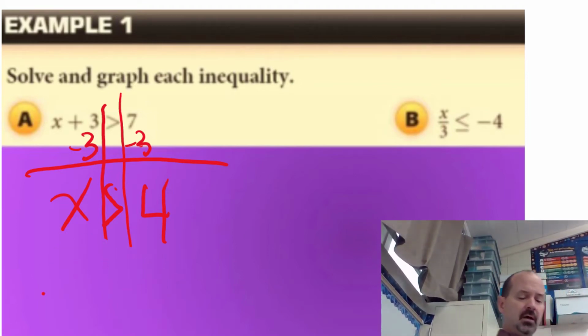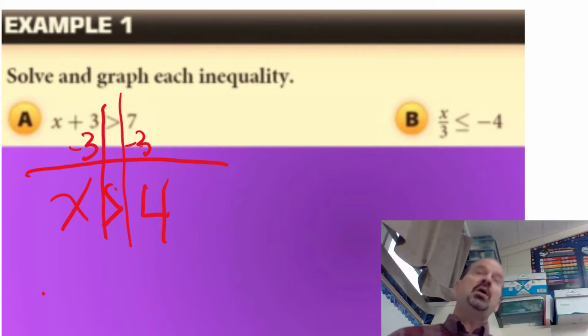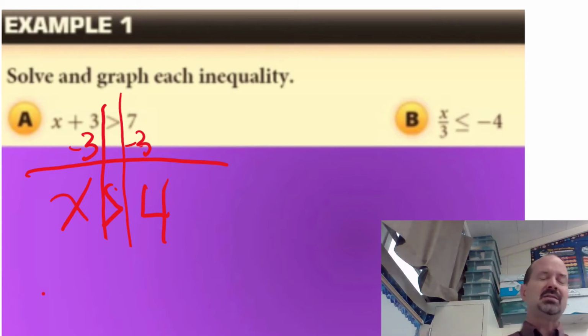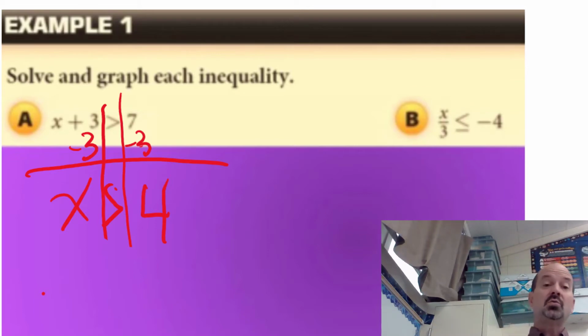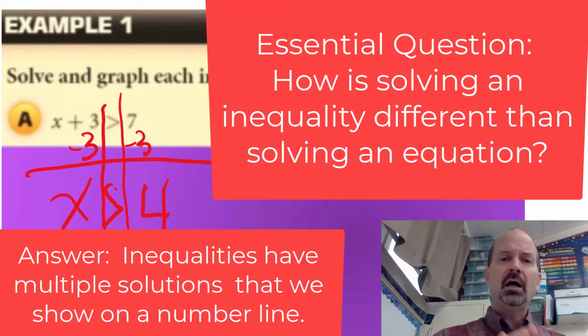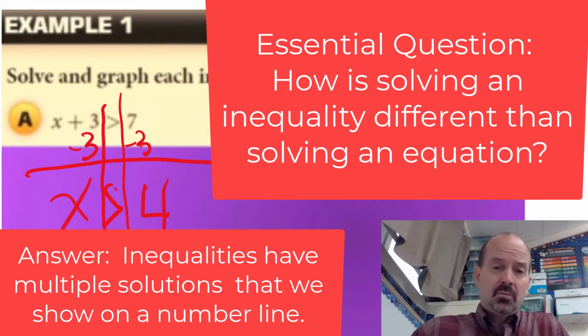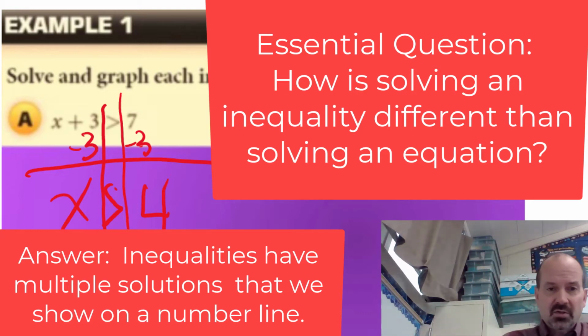Well, what numbers are greater than 4? How about 5? How about 6? How about 4.5? How about 4.1? How about 4.000000001? Yes, that's more than 4, right? It's only a teeny bit more than 4, but all those numbers are more than 4. So here's one difference. On an inequality, there's multiple solutions, right? Well, how do we represent those solutions?